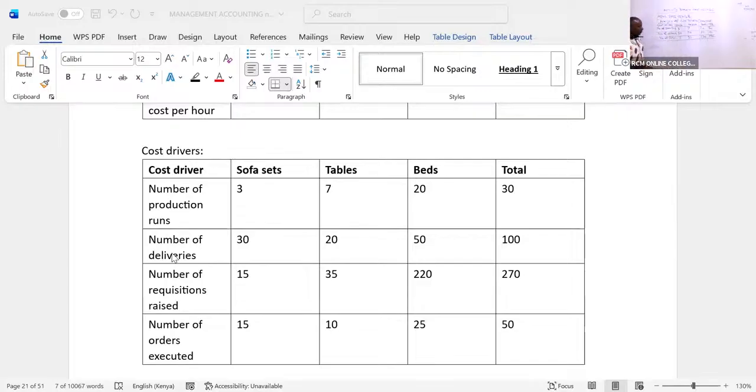And then, ladies and gentlemen, after that, we have number of orders executed. Number of orders executed, we have 15, 10, 25, giving us 50 at the end of the day.